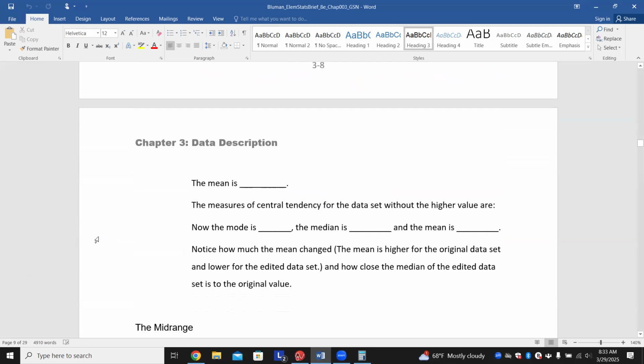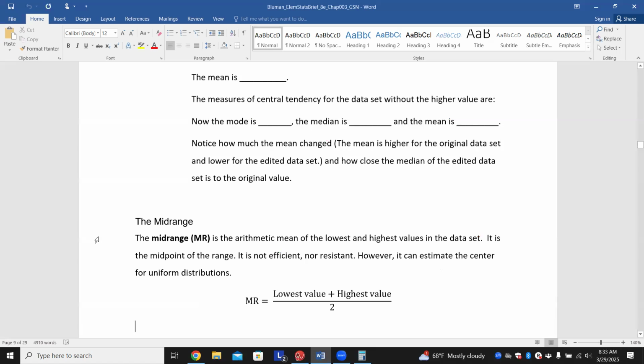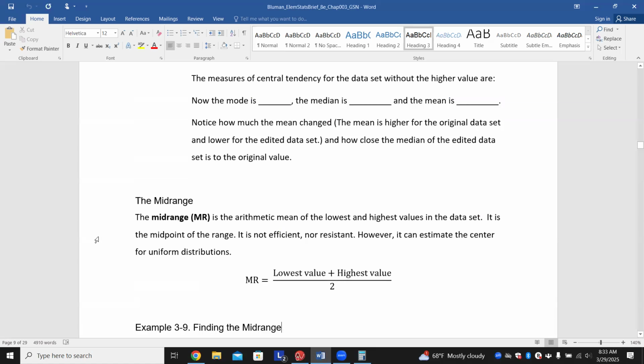So we notice how much the mean changed. The mean is higher for the original data set and lower for the edited data set, and how close the median of the edited data set is to the original value. So again, it was literally one number off. Again, it's only affected by how many numbers there are, not if it's a high number or a low number. All right, so that is pretty much, again, your mean, median, and mode.